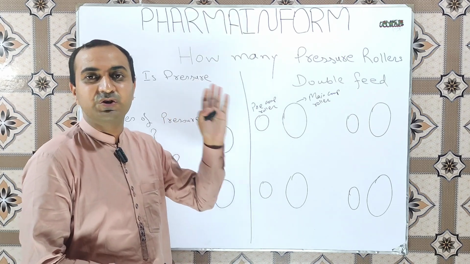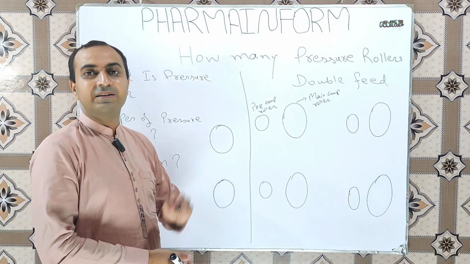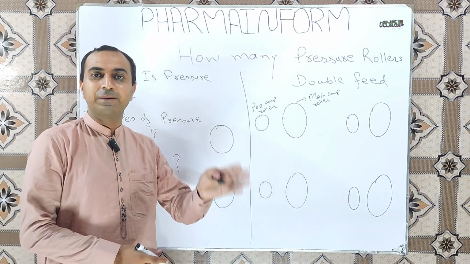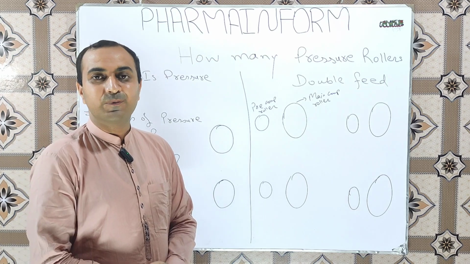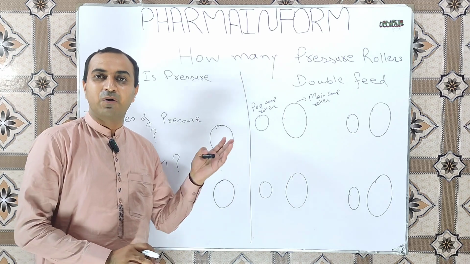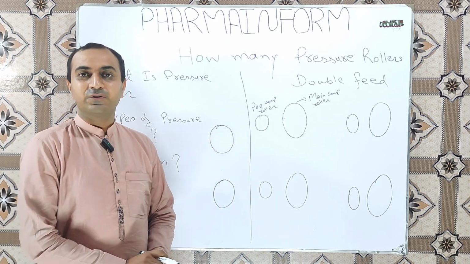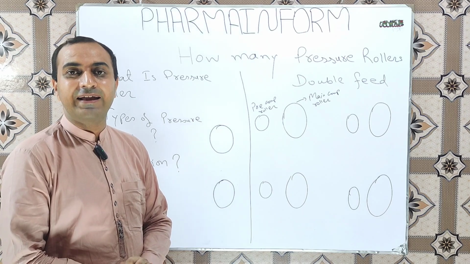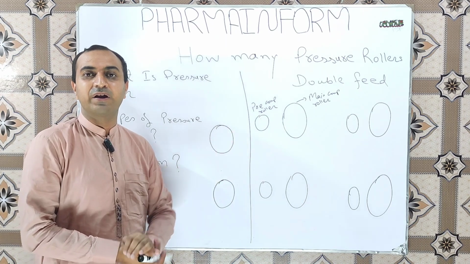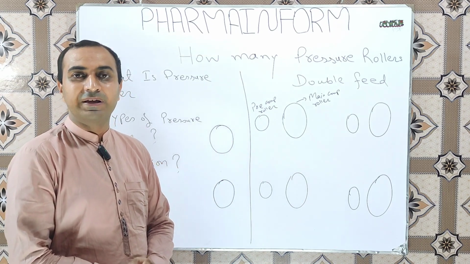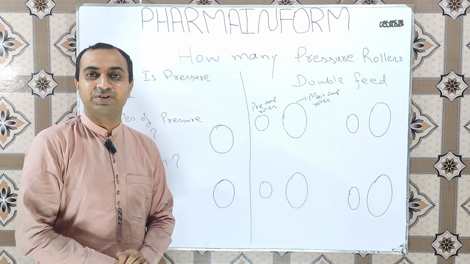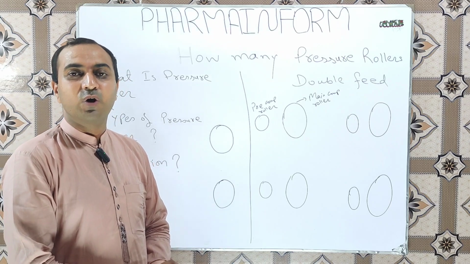So what are the compression machine rollers? Compression machine rollers are wheel-type structures installed in the compression machine which apply pressure over the punch head, and this pressure is transmitted through the punches to the powder or granules to compress them into the tablet. So these compression rollers play an important role in the tablet compression machine because they are the main components for applying the pressure to compress the tablet. So what are the compression rollers? As we discussed, these are the wheel-like structures installed in the compression machine to apply the pressure.